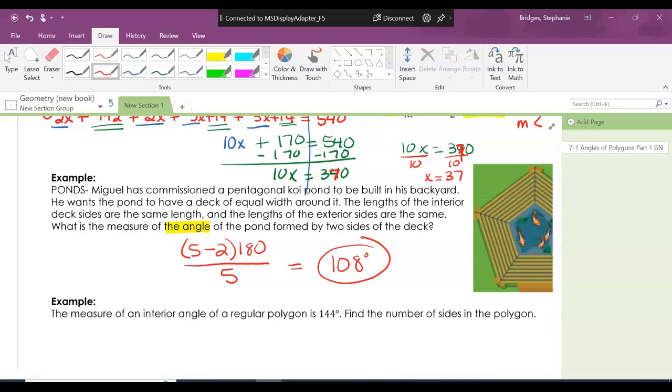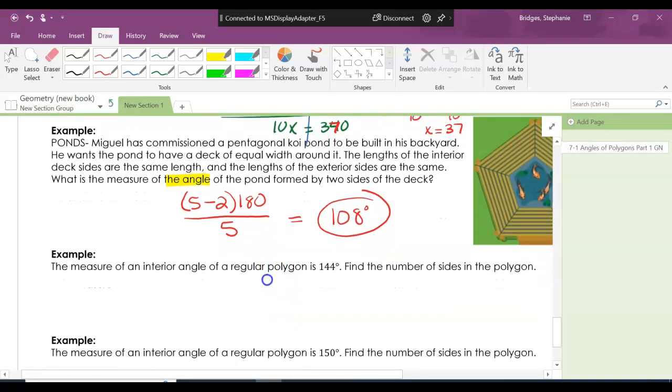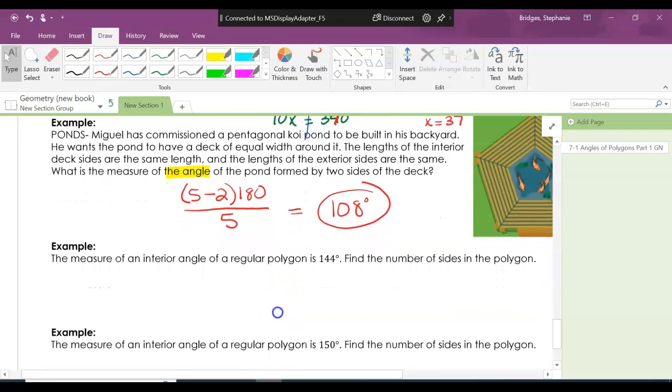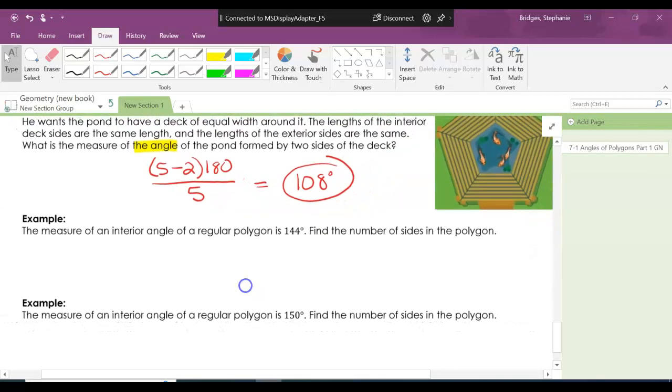All right, take a minute and read it. The measure of an interior angle, how many is that? 1. Is 144 degrees. It wants us to find the number of sides in that polygon. So if I'm talking about one angle, which formula do I use? The sum or the one? The one.